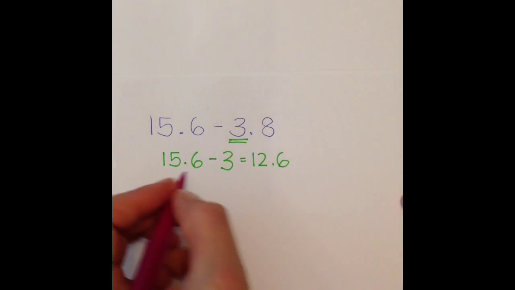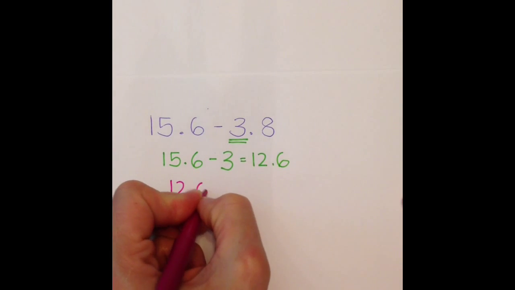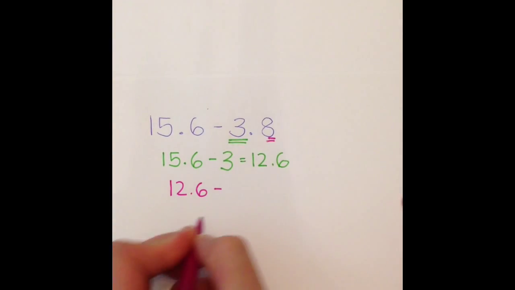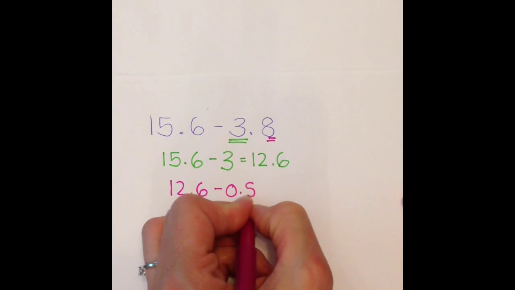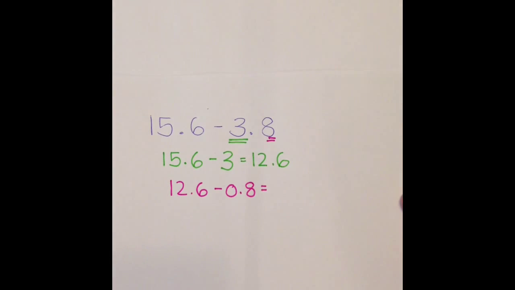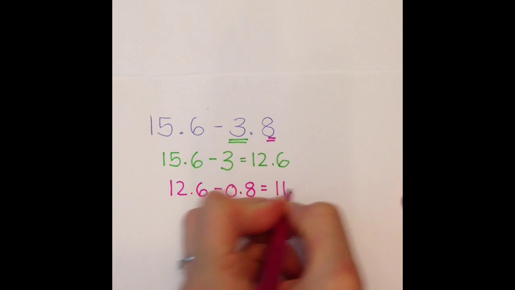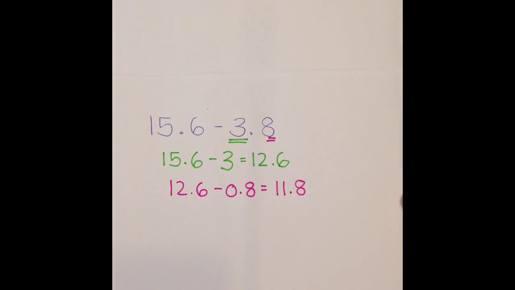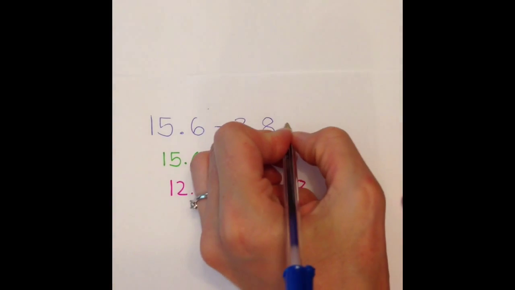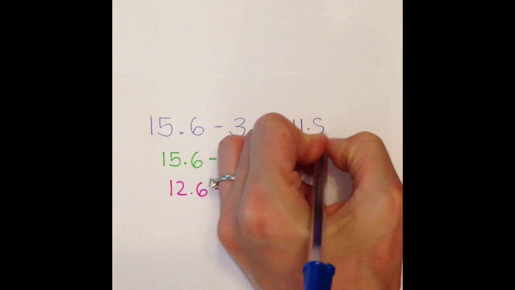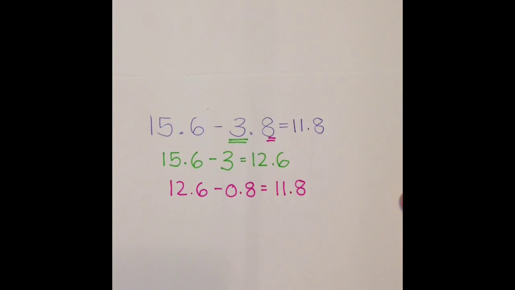Next, I'll do 12 and 6/10, and I'll subtract the 8/10. So if I did 12 and 6/10 subtract 6/10, that would give me 12, and 12 subtract 2 more tenths would give me 11 and 8/10. So 11 and 8/10 is the difference of 15 and 6/10 and 3 and 8/10.